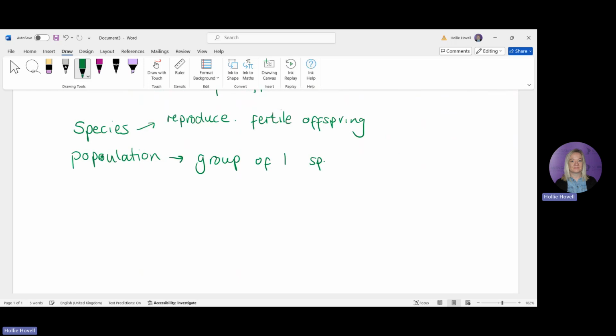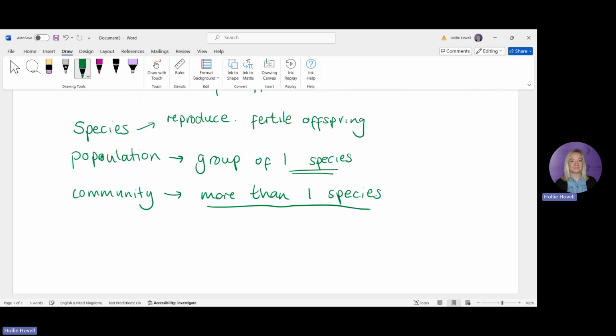So a population of humans, a population of rabbits. Okay, but it's just one species. We've got another word then that's similar, which is community. And community is slightly different to population because it can be more than one species. So it can be all the organisms that live there, but it might be made up of 3 different species or something. So more than one species, slightly different there.